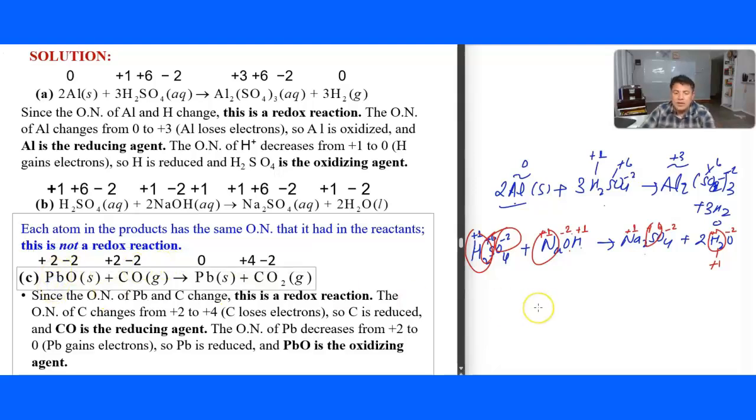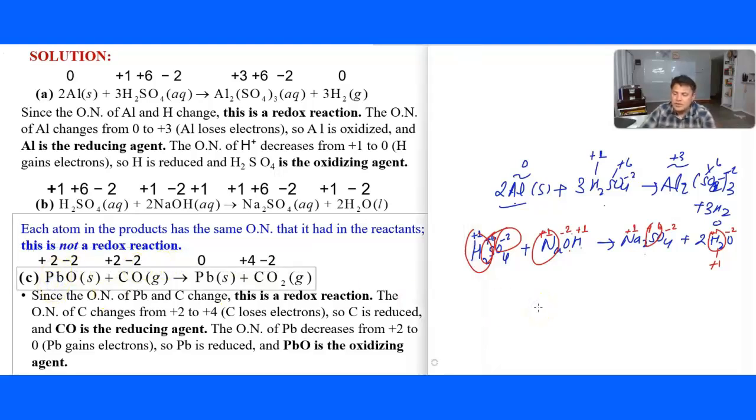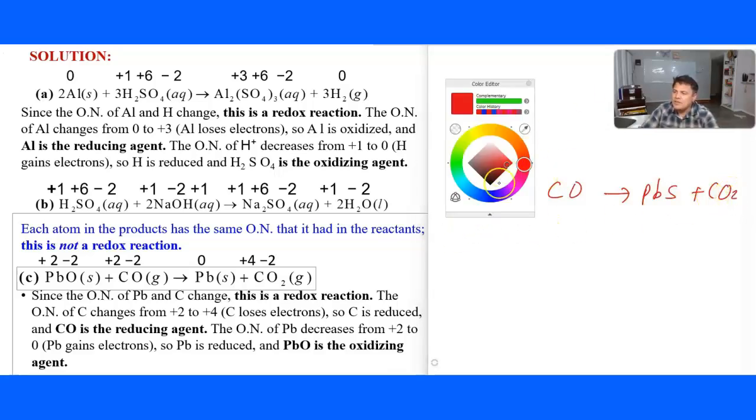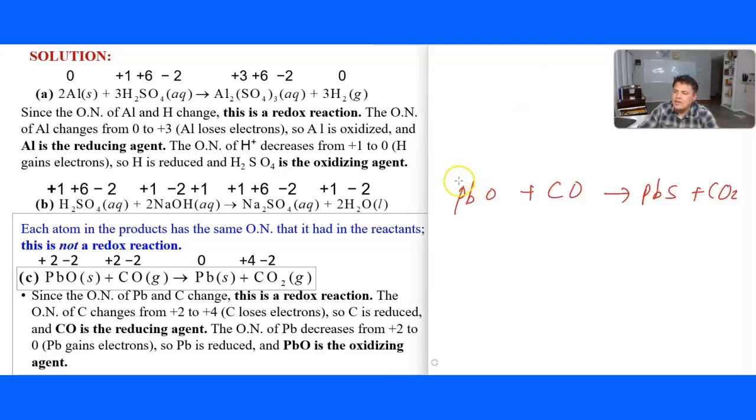Okay guys, now let's see another example, that is PbO plus CO gives you PbS plus CO2. On the reactant side, lead's oxidation number is +2 and oxygen's oxidation number is -2. Carbon's oxidation number is +2 and oxygen's is -2 in this case.